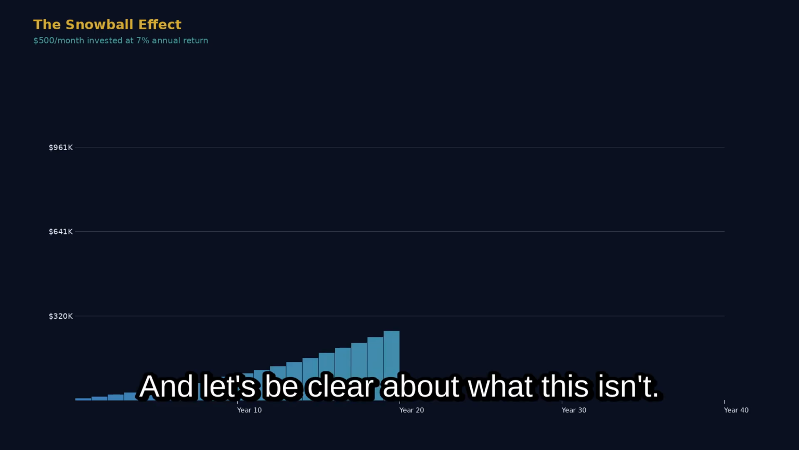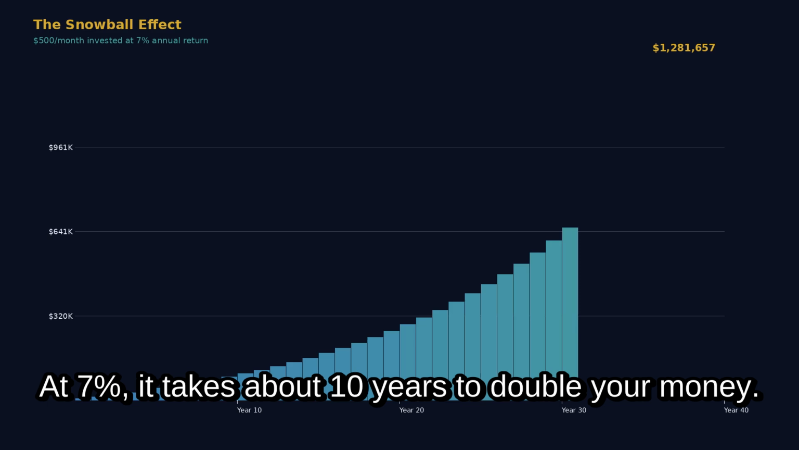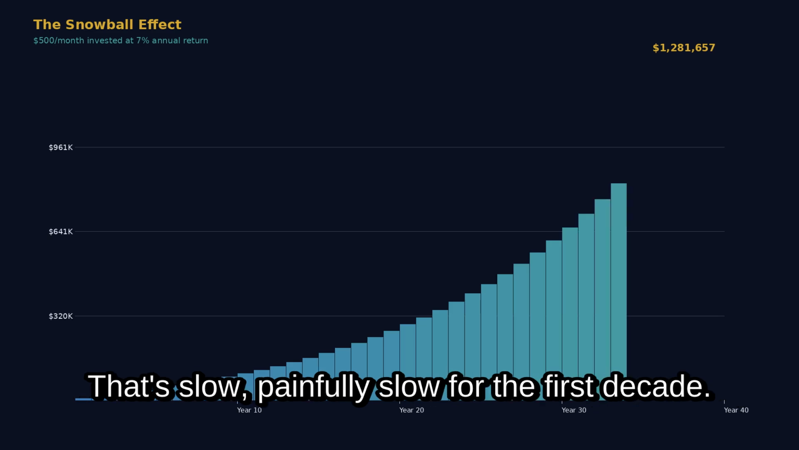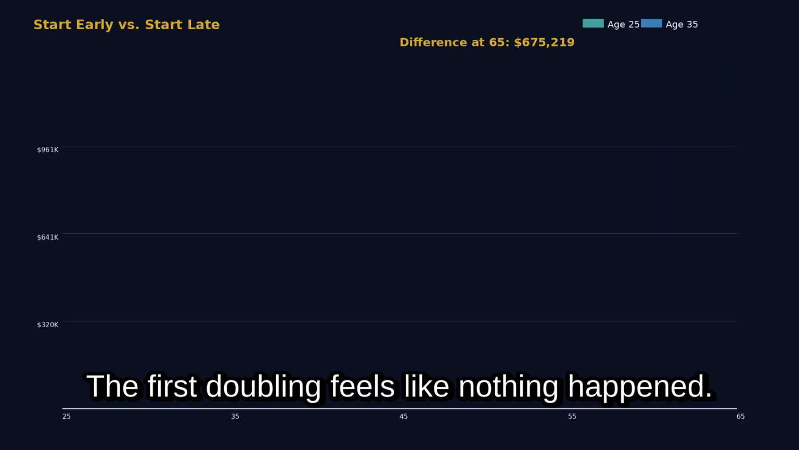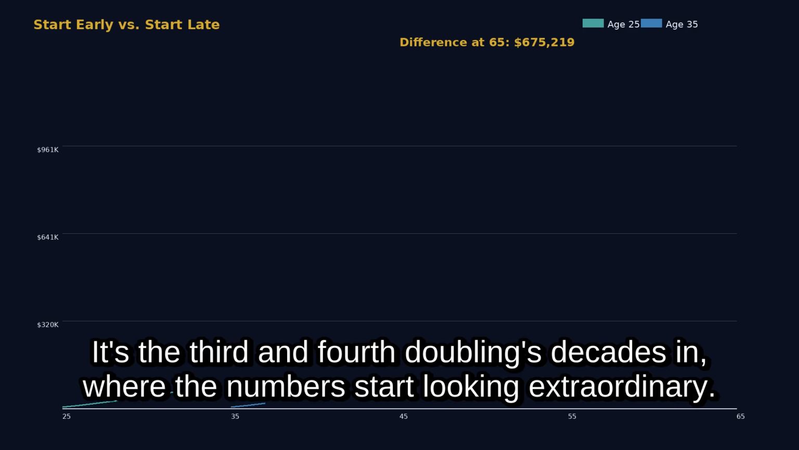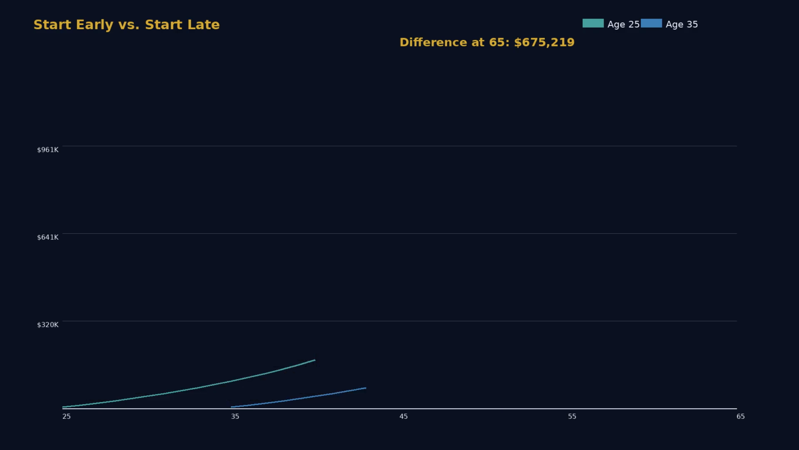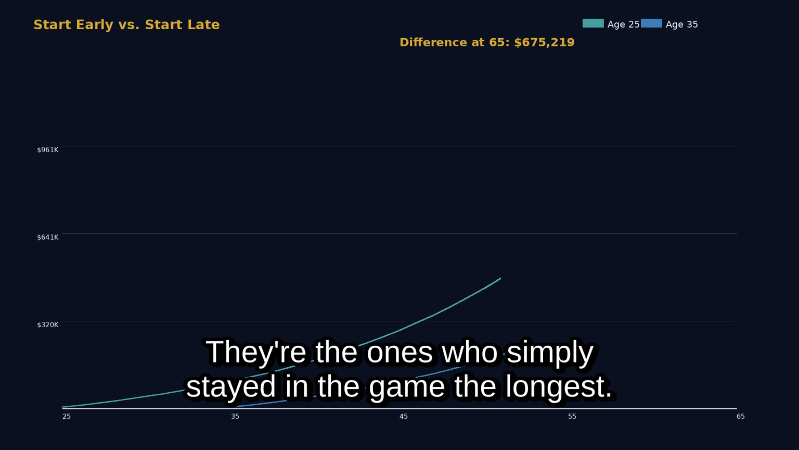And let's be clear about what this isn't. Compound interest is not a get-rich-quick mechanism. At 7%, it takes about 10 years to double your money. That's slow, painfully slow for the first decade. The first doubling feels like nothing happened. The second doubling feels modest. It's the third and fourth doublings, decades in, where the numbers start looking extraordinary. The people who benefit most from compound interest aren't the ones who made the highest returns. They're the ones who simply stayed in the game the longest.